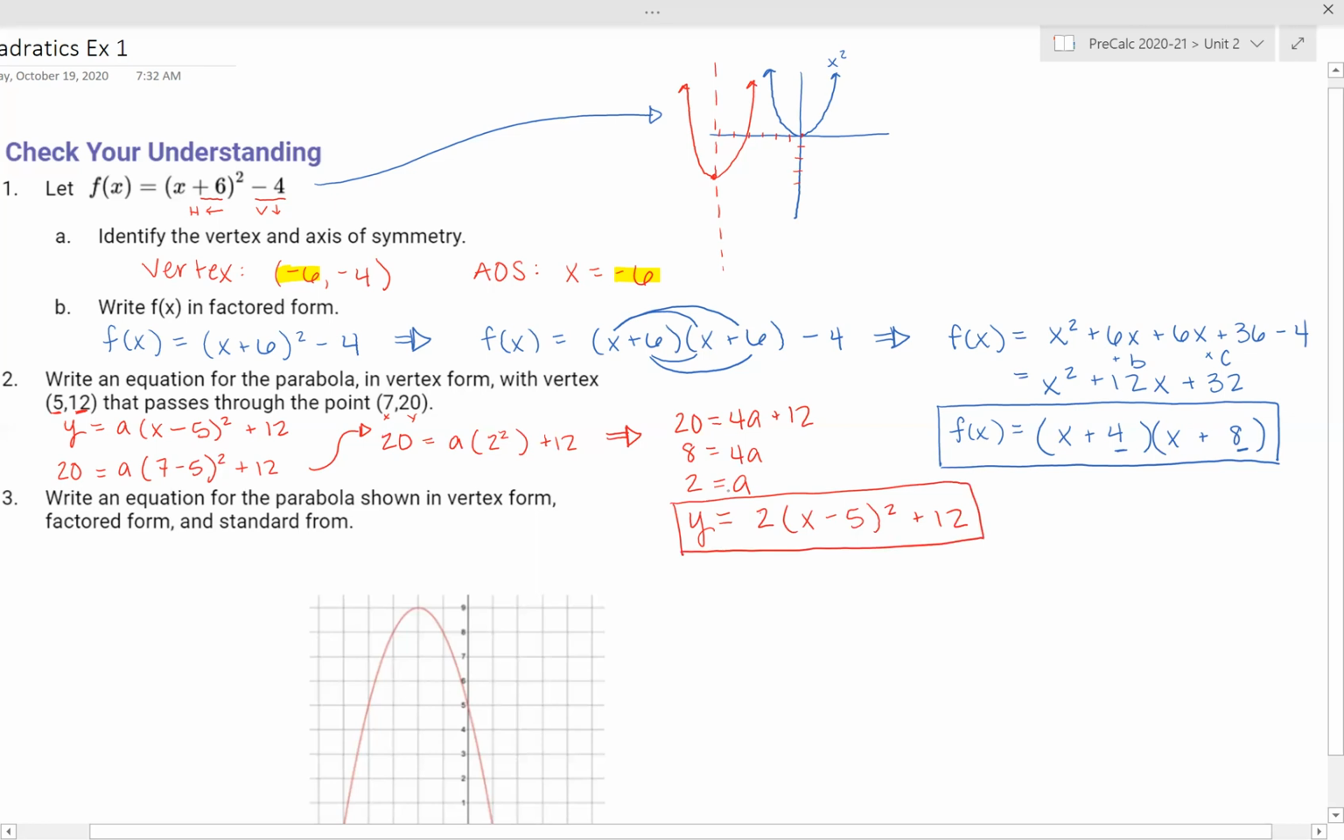Okay, so make sure once you figure out that a, you go back and plug it in to your original function that you were able to write out.